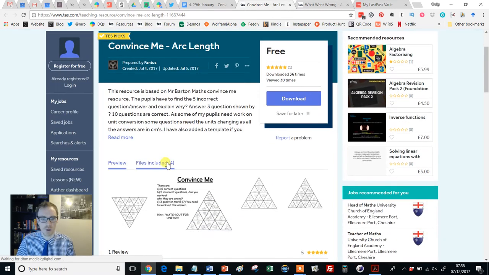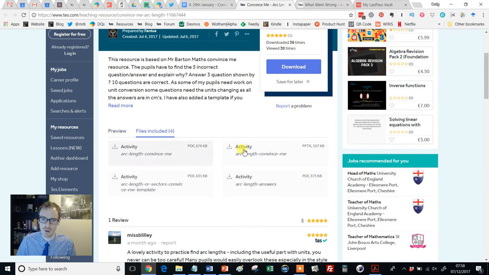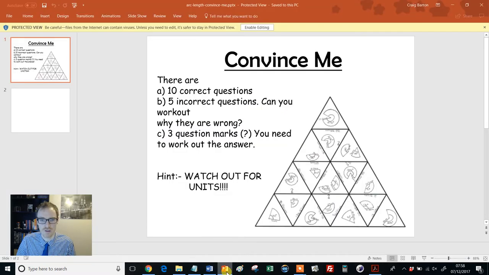So let's have a look at it. There's a fair few files included, a PowerPoint introduction file. So I'll just show you that one there that looks like this. And then the actual resources themselves. So this PowerPoint introduction slide is great for explaining it. So I'll zoom in on this jigsaw in a second, give you a clearer shot of this.